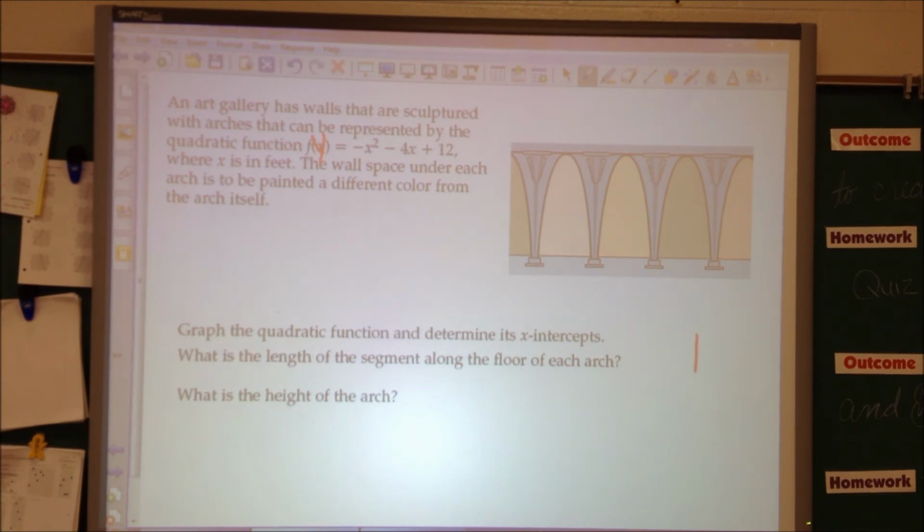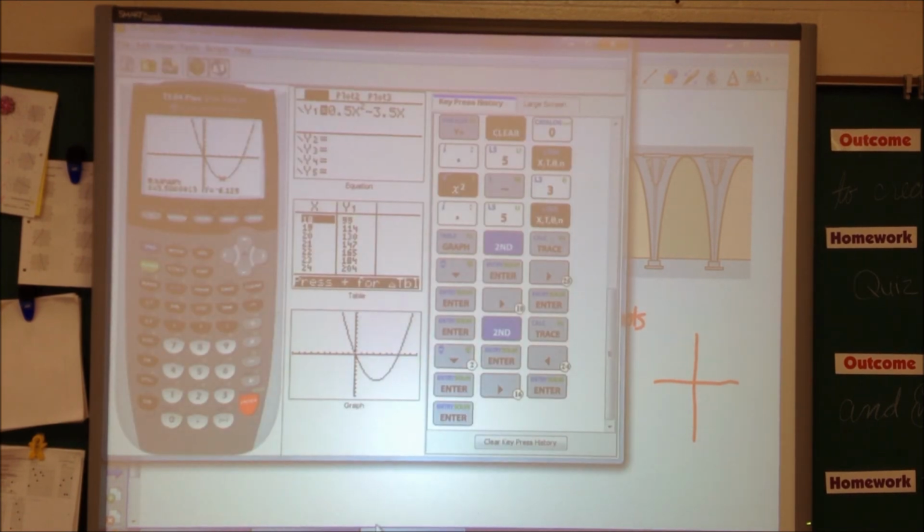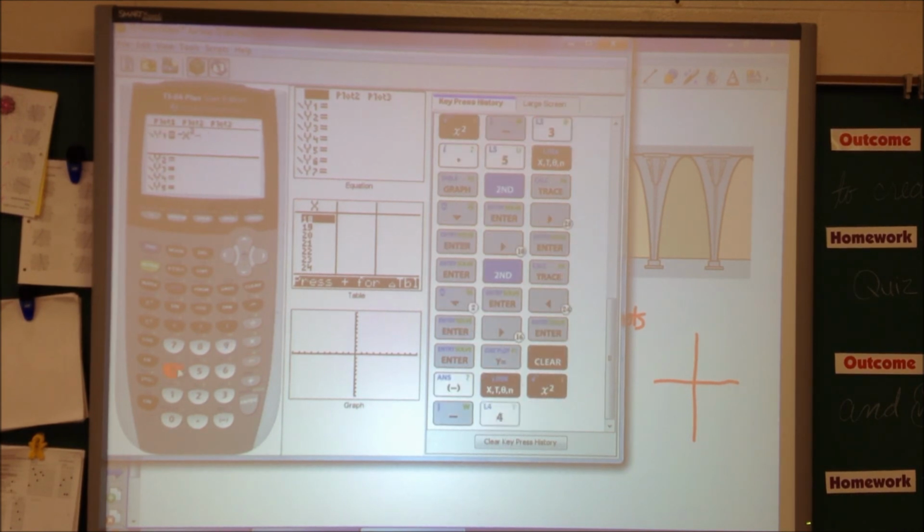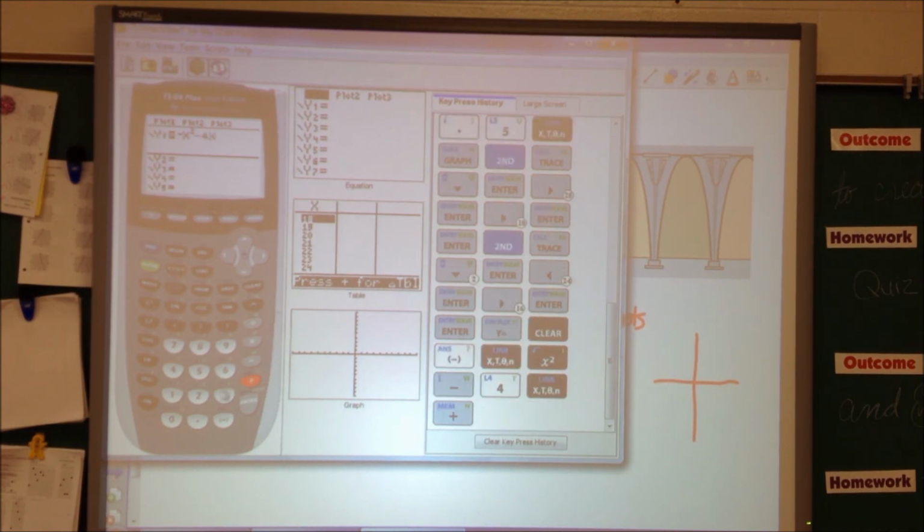And then I need to find my x-intercepts, which are my zeros or my roots. So very quickly I'm going to put that in my calculator. Go back to my y equals. This one's taking a bit longer, guys, because I have to put in these equations. And we get negative x squared, and if you need to, you can fast forward through this part as you put it in yourself. Negative x squared minus 4x plus 12.